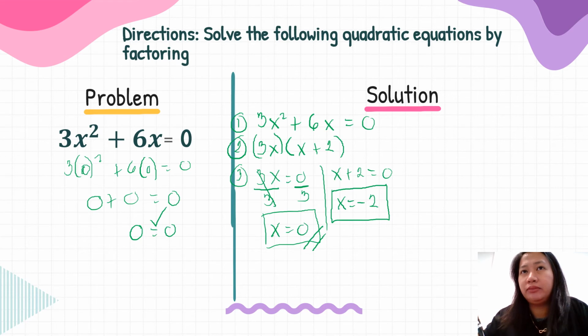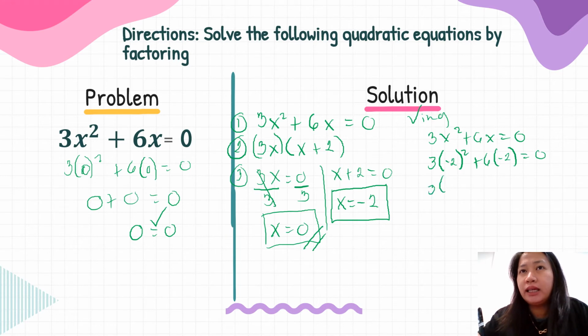Let's have the negative 2. Substitute natin. Checking tayo. Checking. Original equation. 3x squared plus 6x equals 0. So, 3 times negative 2 squared plus 6 times negative 2 equals 0. 3 times 4. Very good. Minus po. 12 equals 0. And 3 times 4 is 12. Minus 12 equals 0. And 0 is equal to 0.